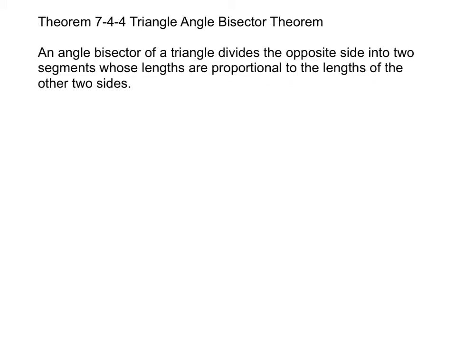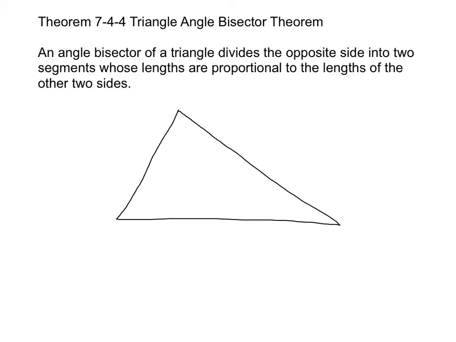We have one more theorem in this section, and it's theorem 7-4-4. It's slightly different in that we're no longer dealing with the parallel lines, but we're still dealing with proportions. So an angle bisector of a triangle divides the opposite side into two segments whose lengths are proportional to the lengths of the other two sides. Now that's quite a mouthful, but if we just read it piece by piece, it's fairly easy to understand.